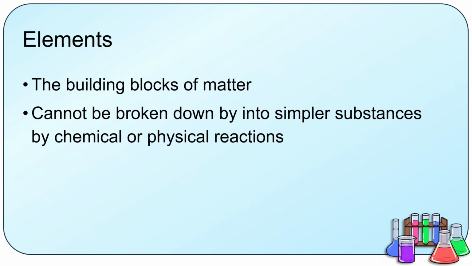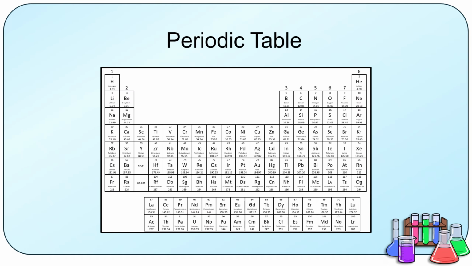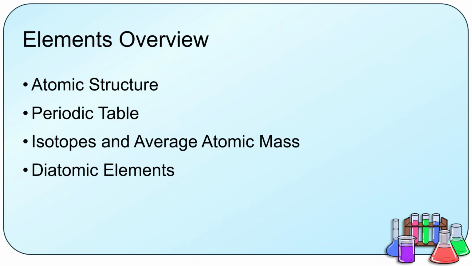Elements are the building blocks of matter. You can combine elements together to make different things, but they cannot be broken down into simpler substances by chemical or physical reactions. All elements that we know of are on the periodic table, which is a chemist's most important tool. To understand elements, we'll study these topics: atomic structure, the periodic table, isotopes and average atomic mass, and diatomic elements.